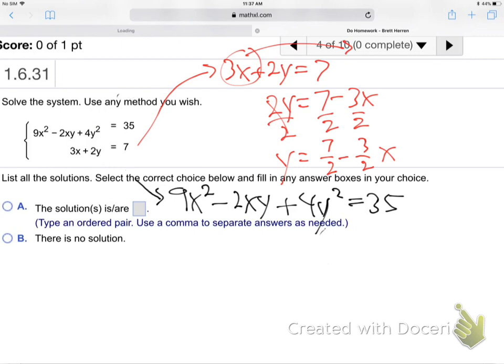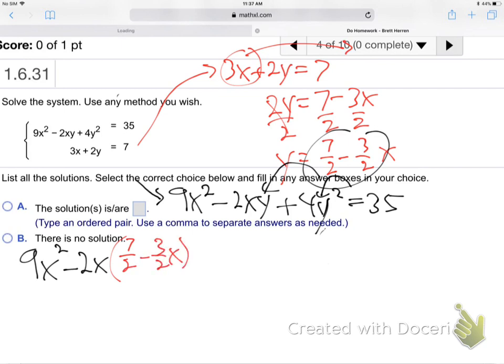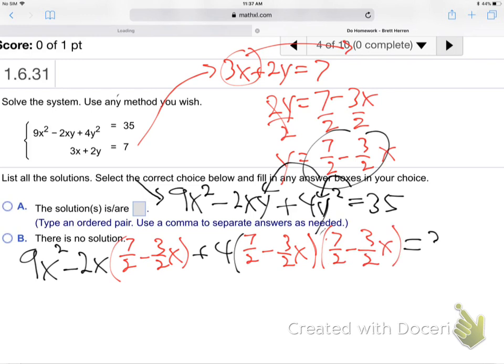And then, well, I'm not going to finish, but let me do the next step. Plug that in, right? And you're going to get 9x squared, because this is okay, 2x, and then what is the y? It's that awful thing. 7 halves minus 3 halves x, plus 4y squared, which is 7 halves minus 3 halves x, and squared, so there's 2 of them, huh? Got to write it twice in FOIL. 7 halves minus 3 halves x equals 35. You see all that?